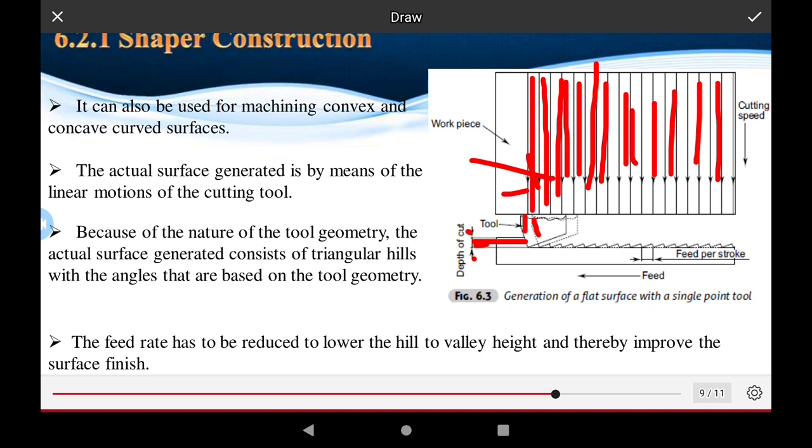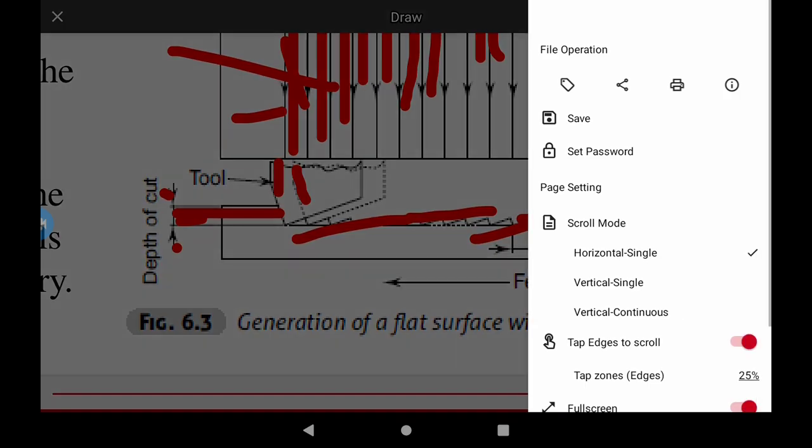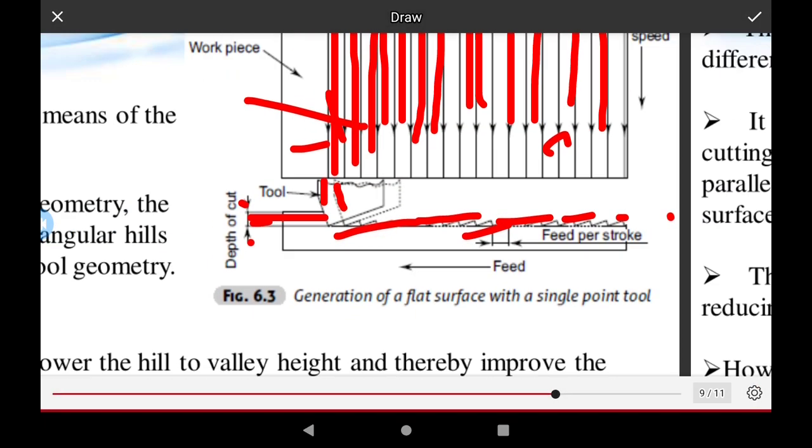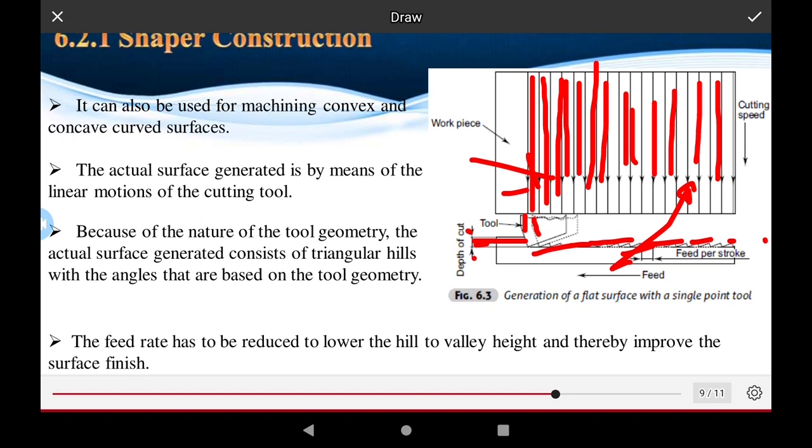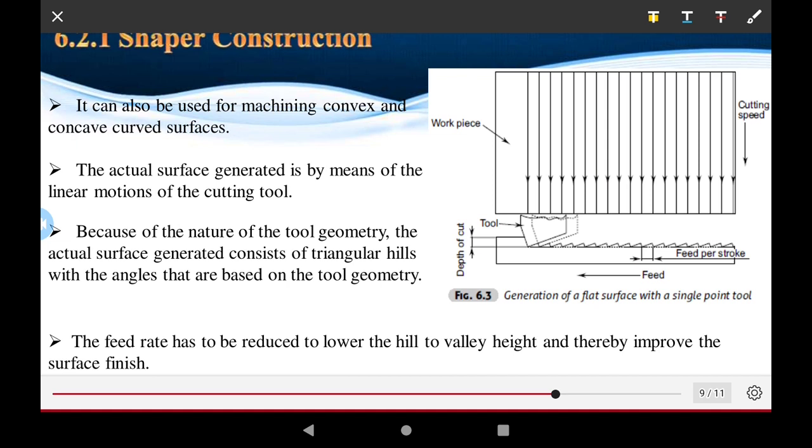This is the depth of cut. And this is the small teeth of the angles of the workpiece. And a generation of a flat surface with a single point tool. And this is the single point tool, this is the feed rate, this is the feed motion. And this is a feed per stroke. This is the feed selected for the feed per stroke.